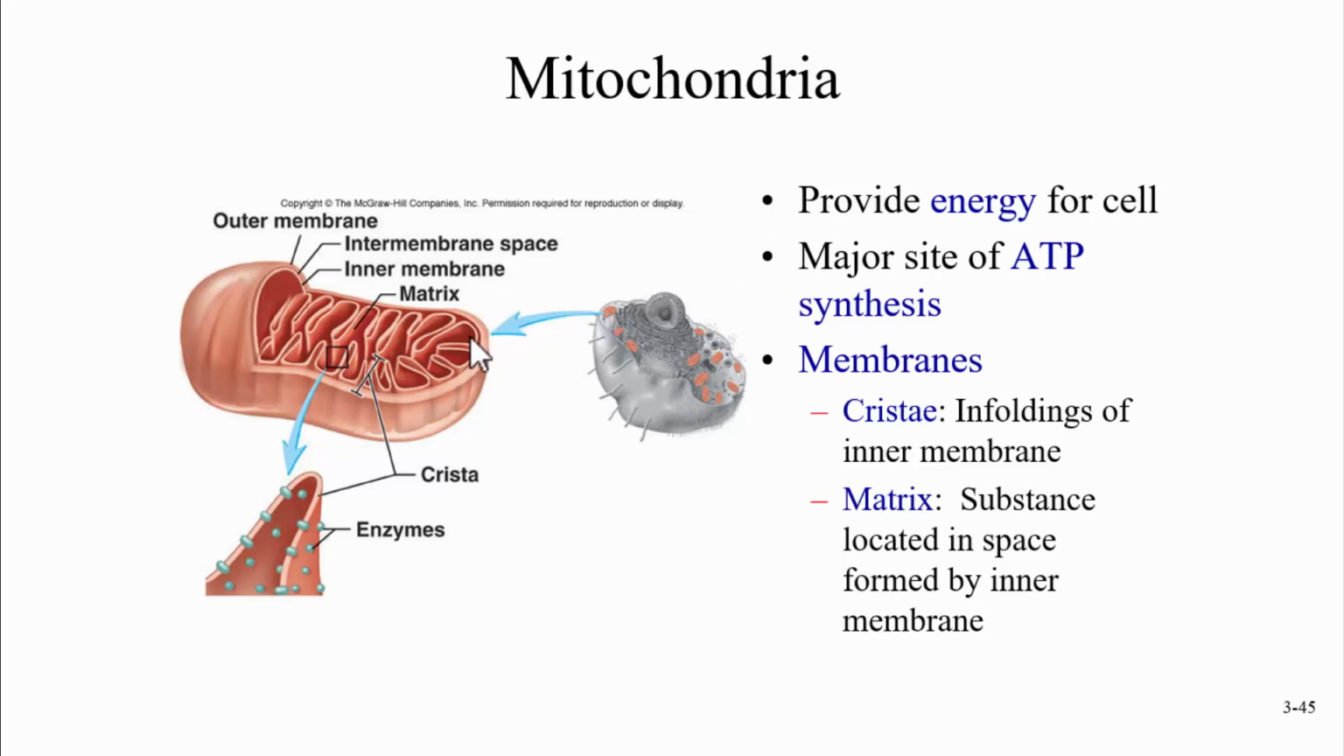Okay, so basically it increases surface area because what we find on these cristae are enzymes. Enzymes like ATP synthase, which helps to make the ATP. And then we have the matrix, which is the substance located in the inner space formed by the inner membrane. Okay, so here's the matrix.